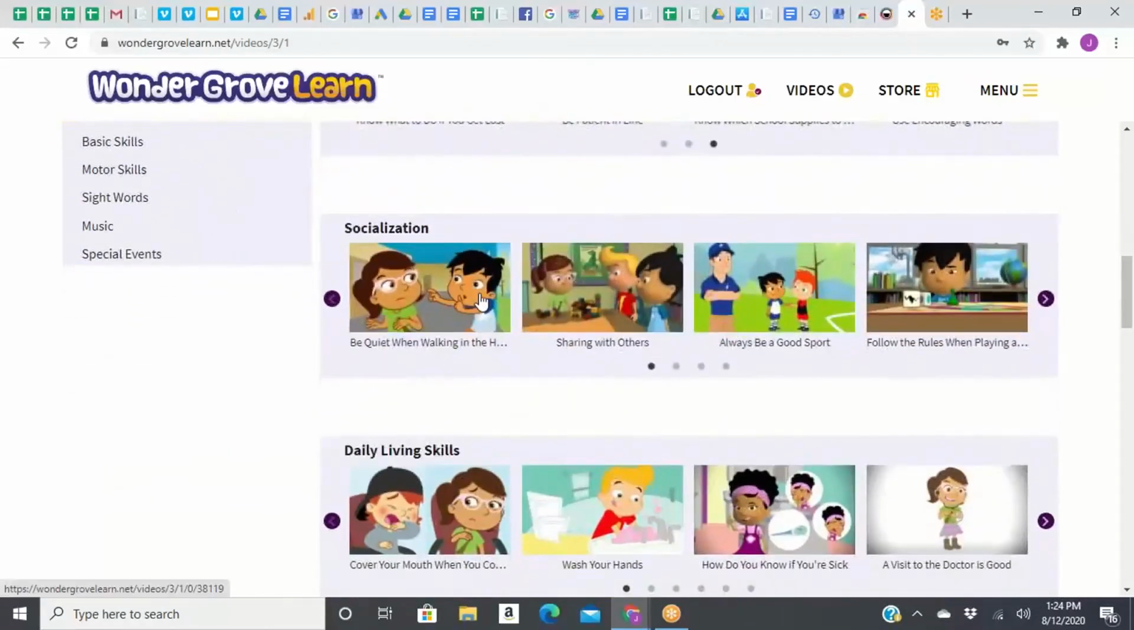Scroll down a little bit and we have socialization skills. So be quiet when walking in the halls, sharing with others. Always be a good sport. Follow the rules when playing a game.